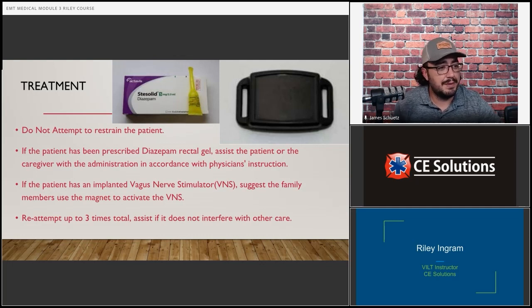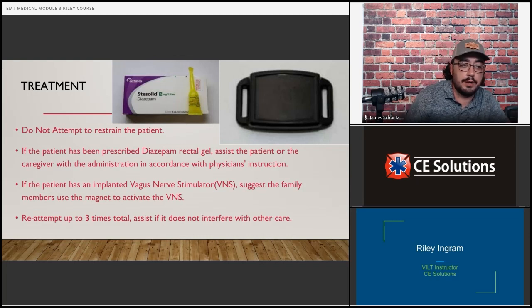That's all I'm going to say. If the patient has an implanted vagus nerve stimulator or VNS, suggest the family members use the magnet to activate the VNS. We really don't like to play with those. We try to get the family members to do it if they're there. Reattempt up to 3 times total. Assist if it does not interfere with other care.